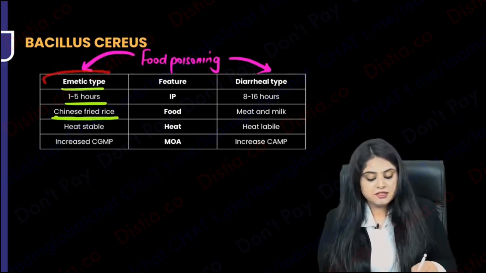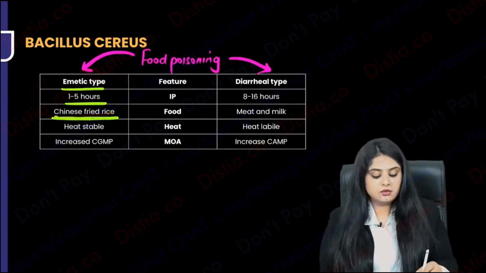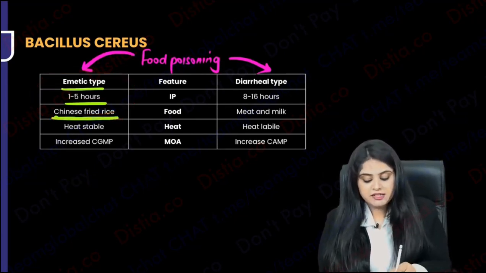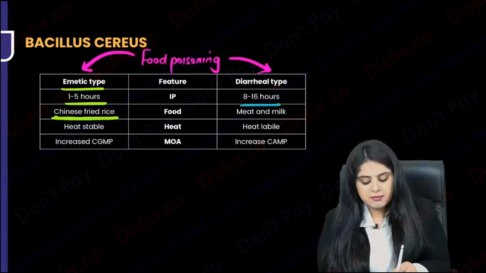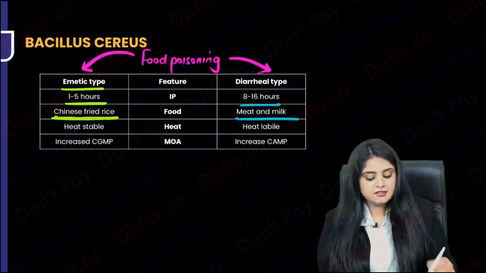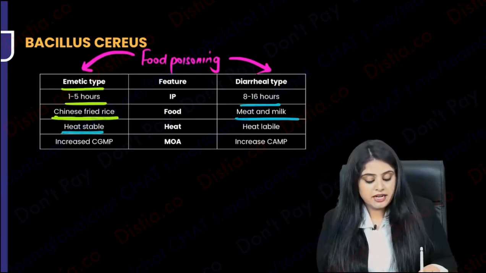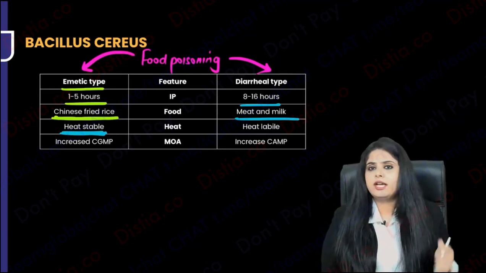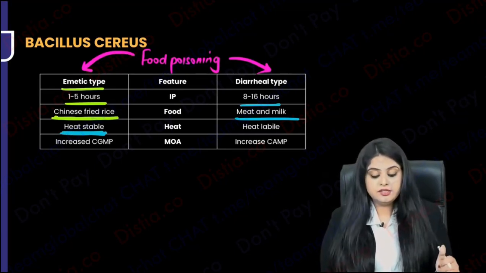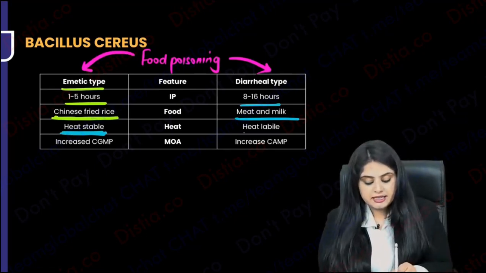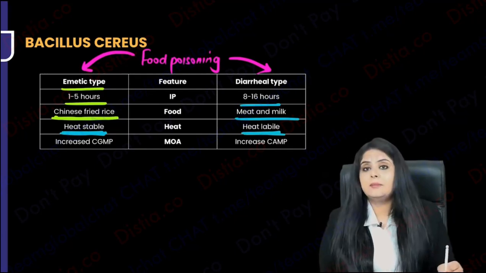So Bacillus cereus, which is going to result in vomiting, is going to be Chinese fried rice, whereas diarrheal type, which is taking too much of time, 8 to 16 hours, is going to be by milk and meat. Next, now this is Chinese fried rice. So you fried and you made Chinese food and you heated it, but still the toxin could work. This means it is heat stable. Whereas diarrheal type is going to be heat labile.